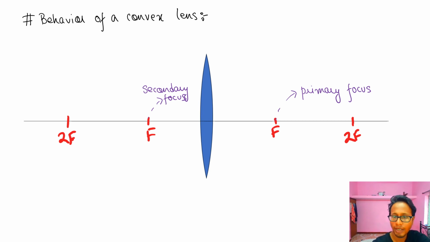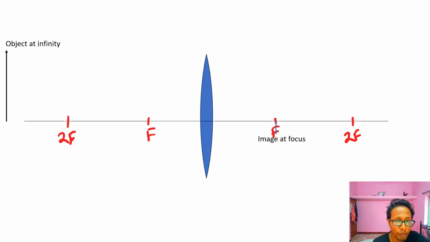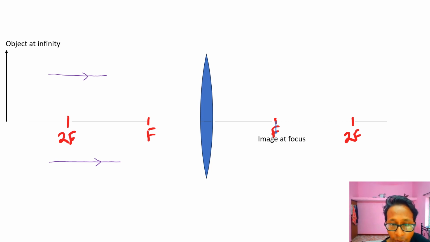Now let us learn the behavior of a convex lens for image and object positions. See, suppose the object is at infinity. Object at infinity means the rays are parallel to the lens. If the rays are parallel to the lens, the image will get formed at the focus. So when the object is at infinity, the image is at the focus.